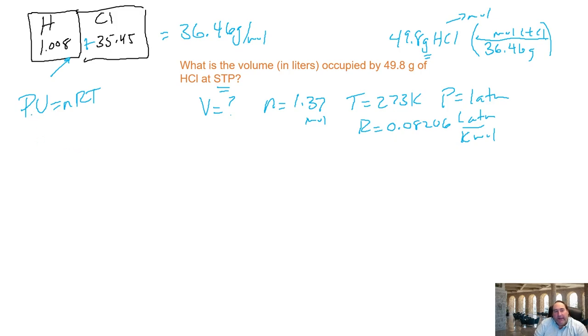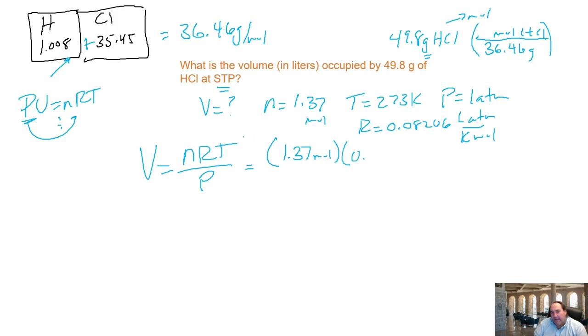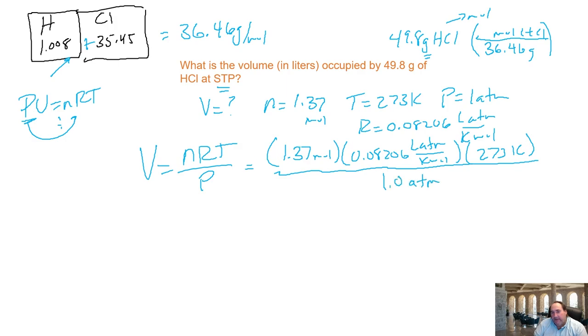So we're going to solve for V. We're going to take P and divide it to the other side. That will give us V is equal to NRT divided by P. Putting in our numbers, 1.37 moles, our gas constant, 0.08206 liter-atmosphere per Kelvin-mole, temperature, a little 273, all divided by our pressure, which is a whopping 1 atmosphere.